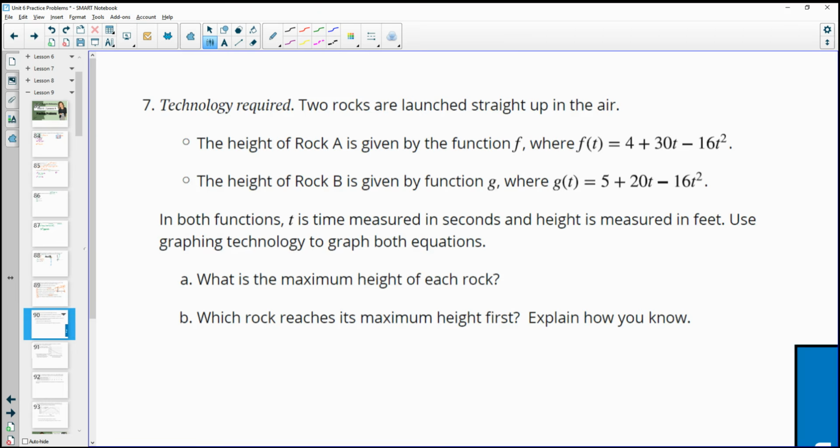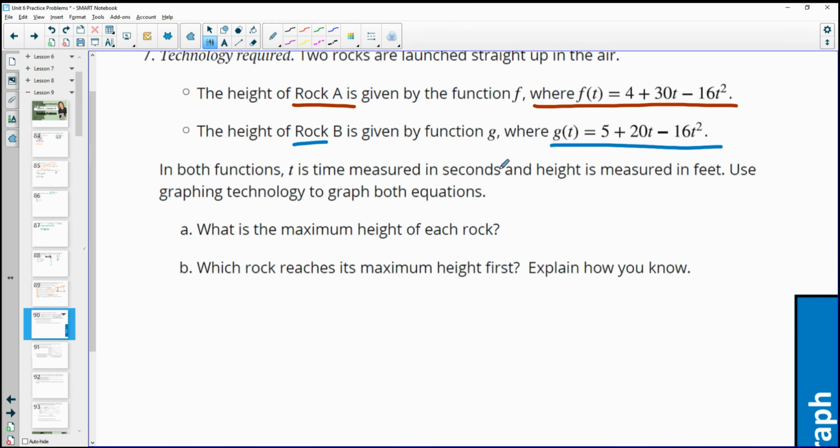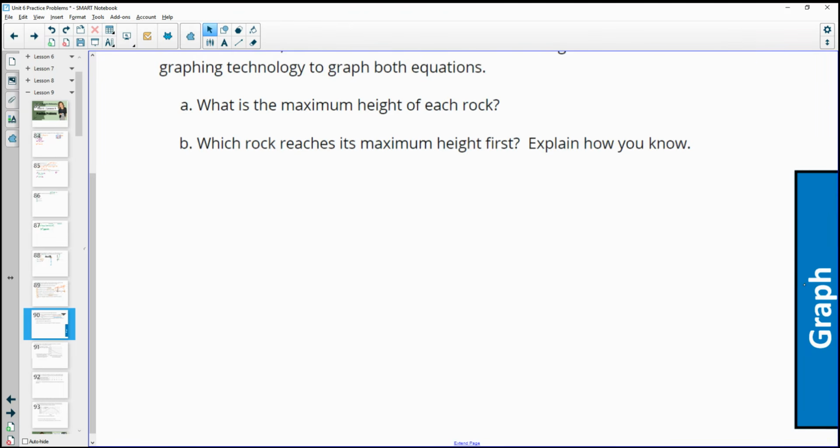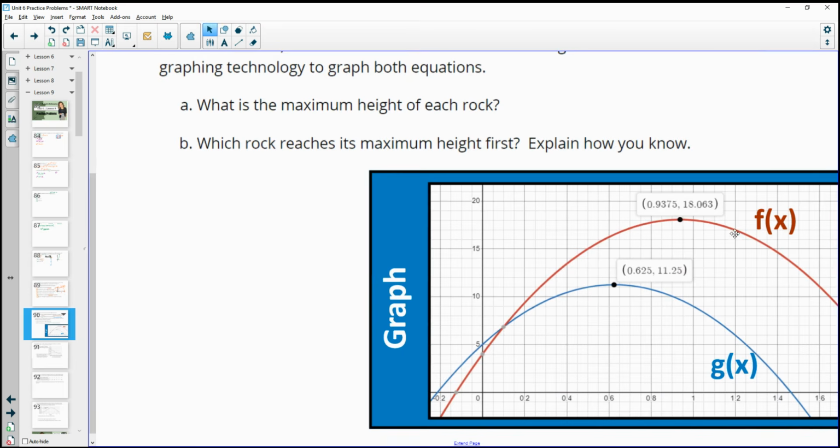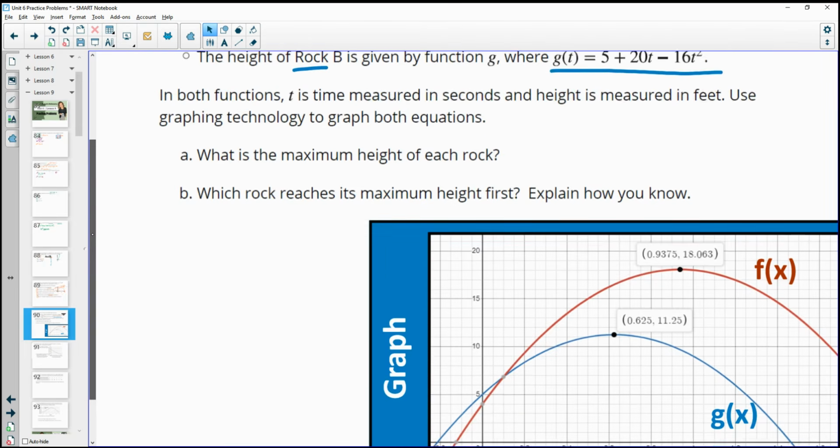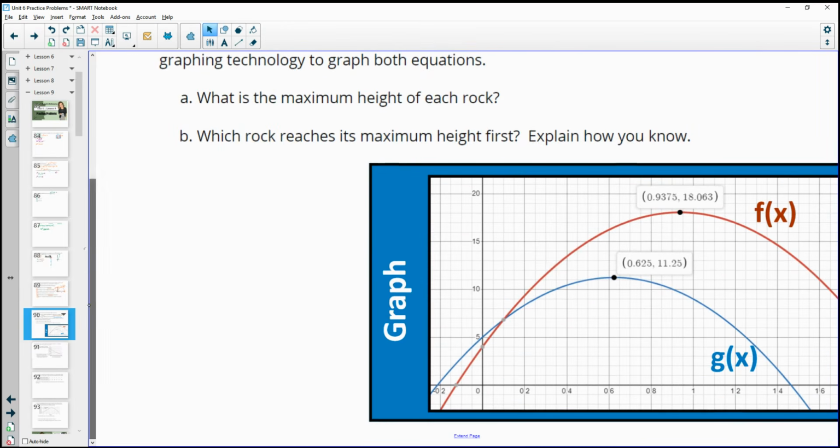Number 7, two rocks are launched straight up in the air. Rock A is given by this function, and rock B is given by this function. In both functions, time is measured in seconds and height is measured in feet. Use graphing technology to graph both equations. So I've done that here. f of x is the red one and g of x is the blue one. So the f function is rock A, and then rock B is the blue one.